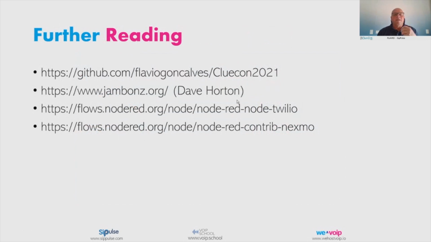For the reading, we have this GitHub where you can get the demos. We have the Jambones from Dave Orton. It's much easier to use, but it's not based on FreeSwitch. Actually, Drachtio uses FreeSwitch as a media server, but it's a little bit different. Drachtio is based on JavaScript, so it's a very good fit for NodeRed. There are some flows also in Twilio and Nexmo. There are other companies using the integration with NodeRed.